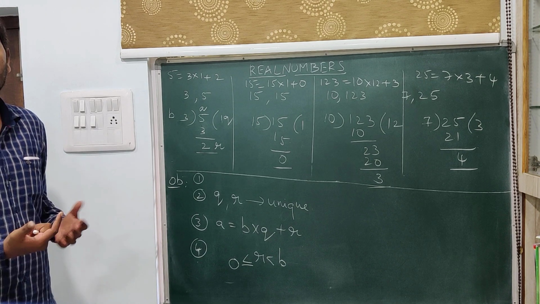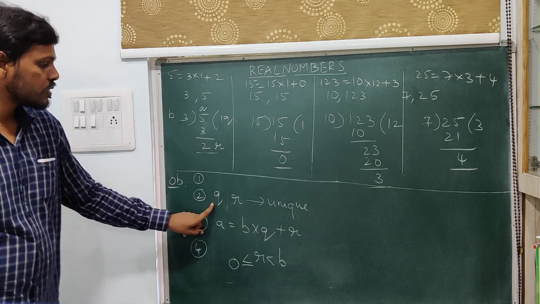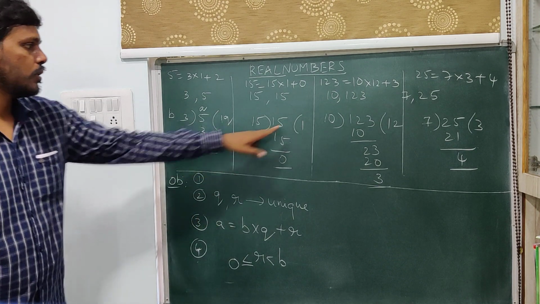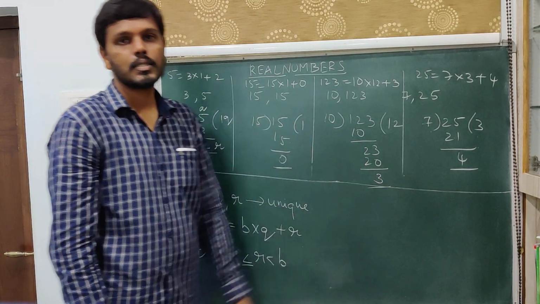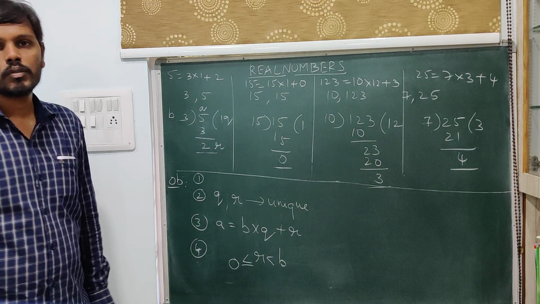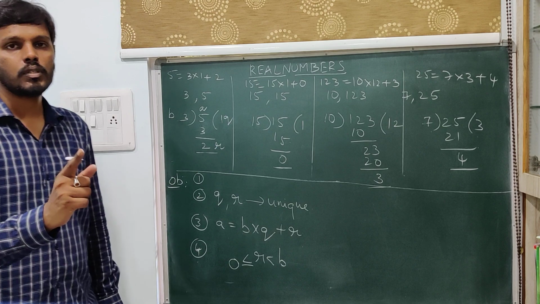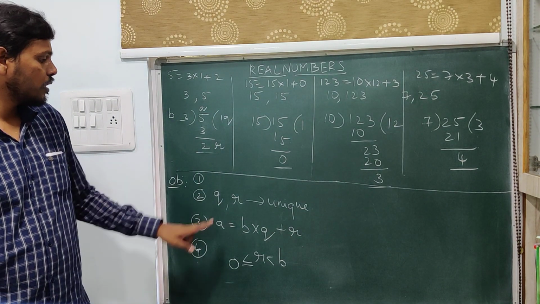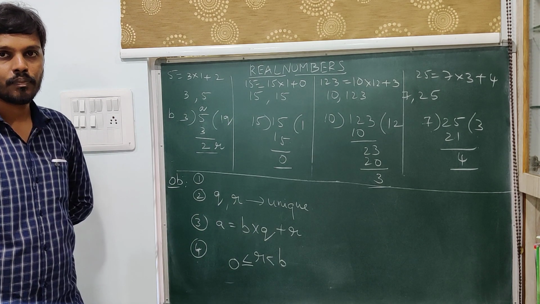Next, whenever you are dividing two positive integers, we are always arriving at two more integers which are always unique. These two numbers which I am speaking about, that is the second observation I have made. And the third observation is that one positive integer can be written in terms of another positive integer using the newly arrived positive integers.